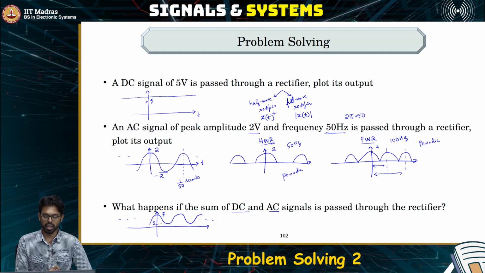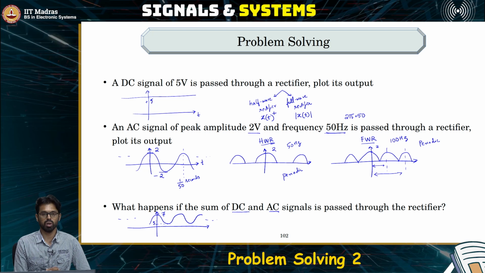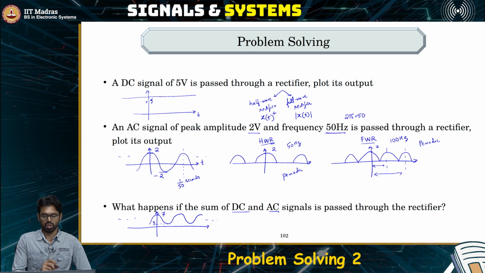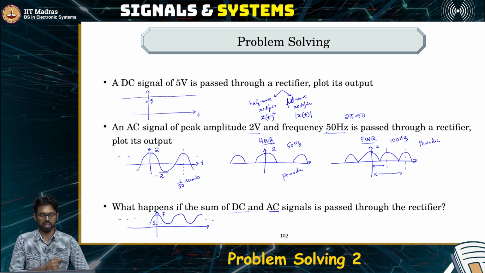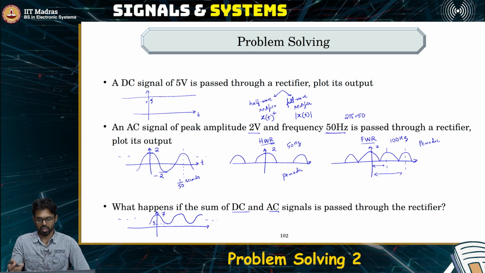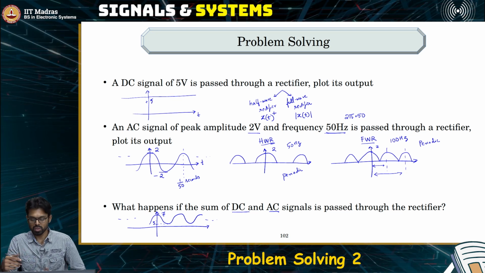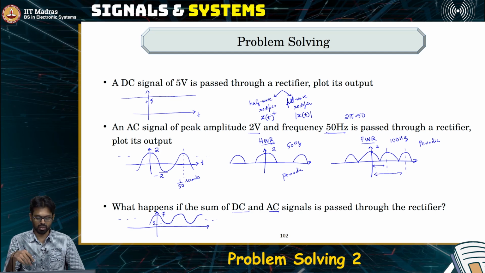And is this periodic? Yes, this is periodic. And what is the period? The frequency is 50 hertz. So we started out with the DC signal that did not get affected by the rectifier at all. Then we had an AC signal which gets affected, and the periods could change depending upon what kind of rectifier it was.